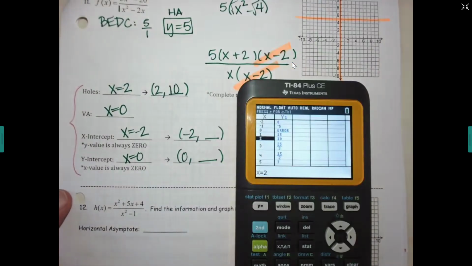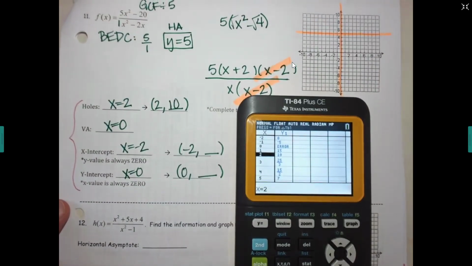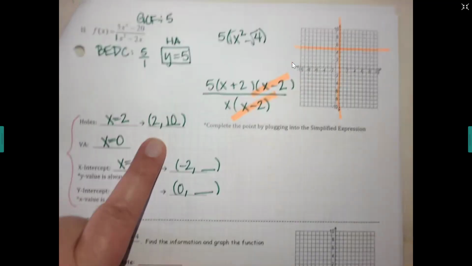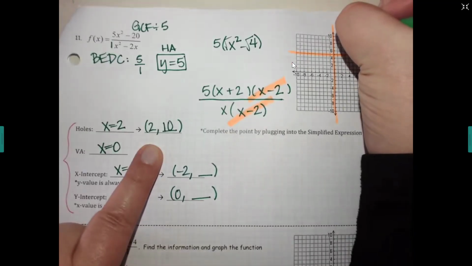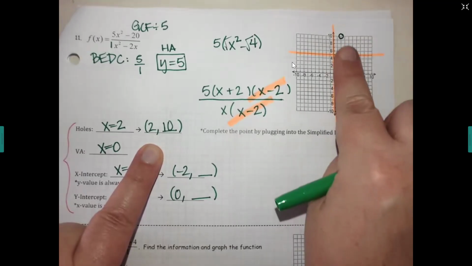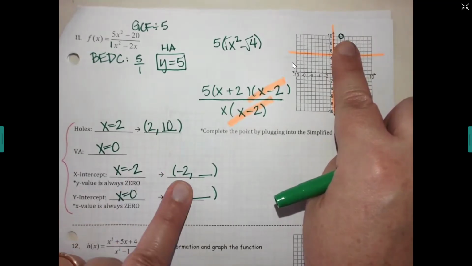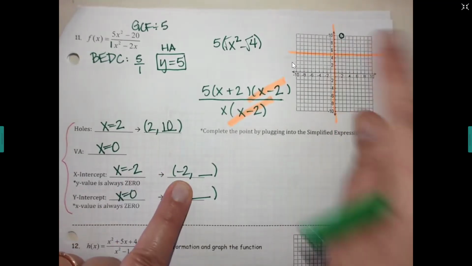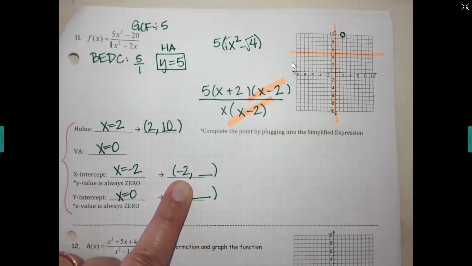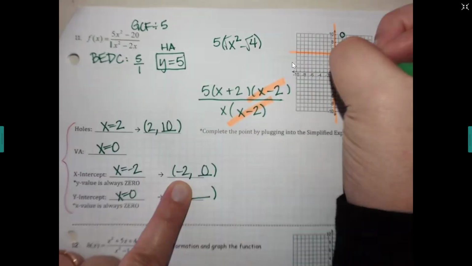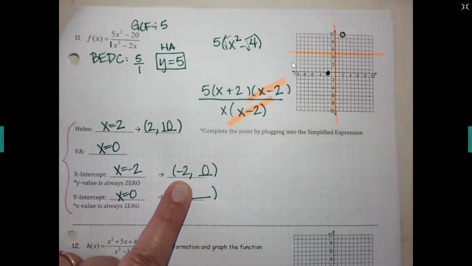Okay, then go ahead on your graph and map that hole out. So 2, 10 would be here, but I'm going to draw an open hole at that spot, just like that. Next number I'm looking for is minus 2's partner. What is minus 2's partner? So go to minus 2, 0, draw an x-intercept, which is just a regular point where it's going to pass through the x-axis.